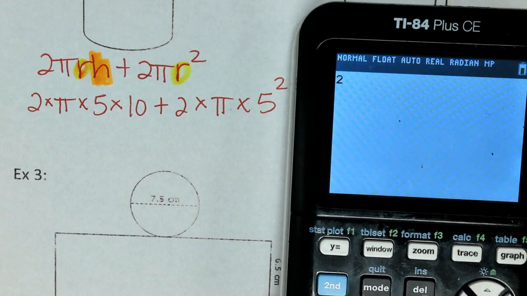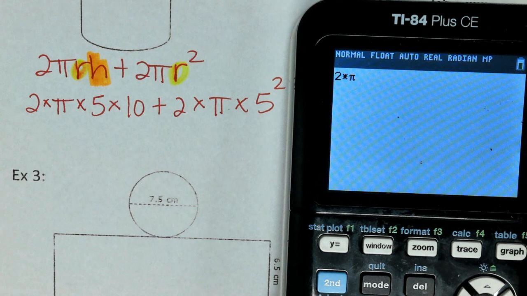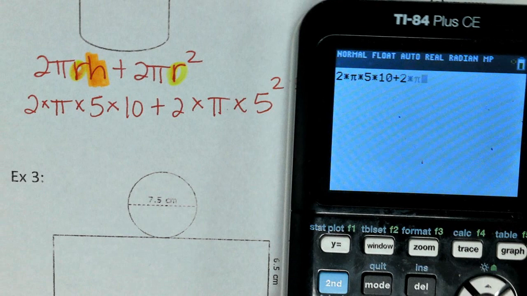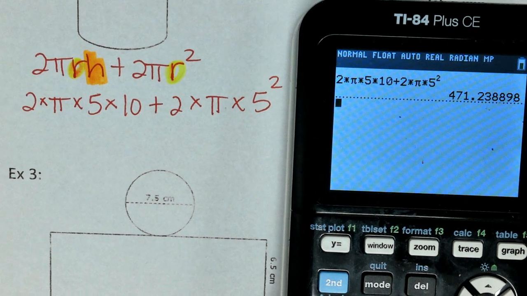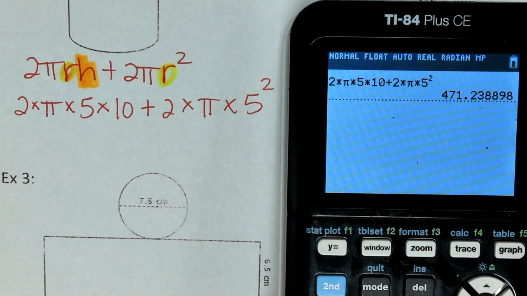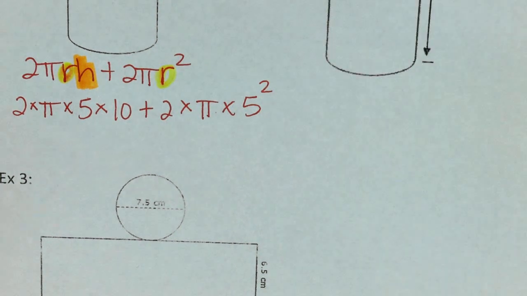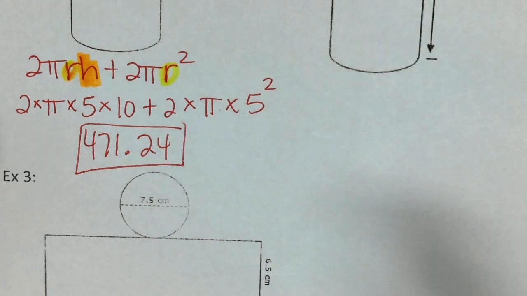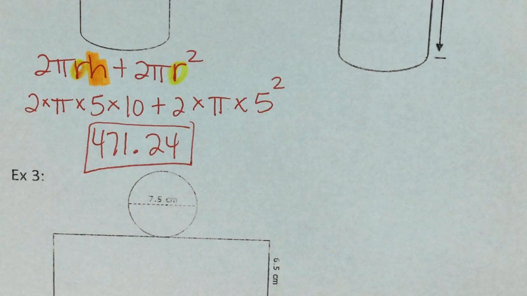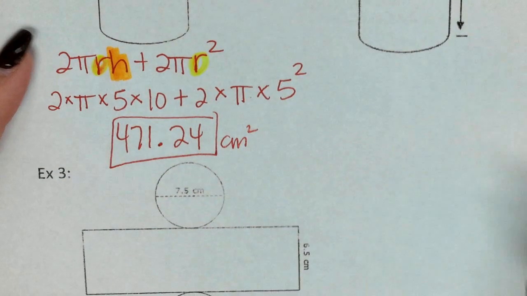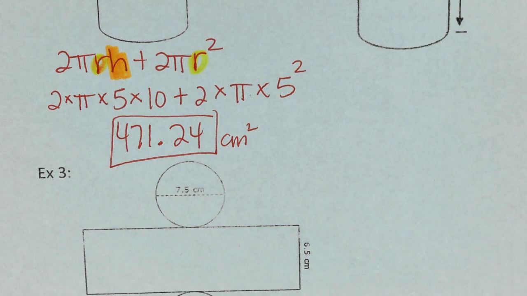2 times pi. Everybody should be typing it in. Times 5 times 10 plus 2 times pi times 5 squared. All right, what's my answer? 471 point, what did I do, 23 or 24? Good. 471.24. And surface area is always written in centimeters squared. If you want to label, it would be written like that. Volume is the only thing written in cubed.